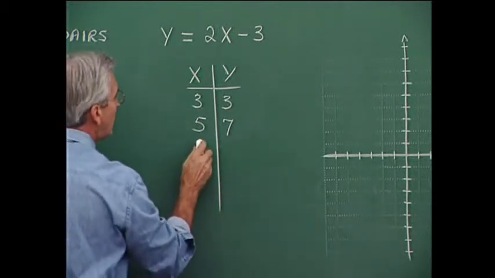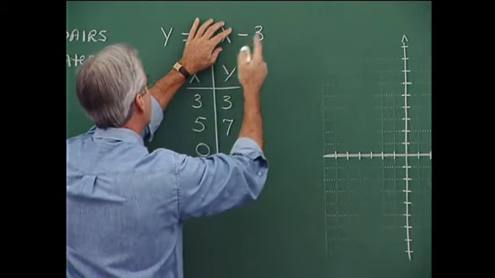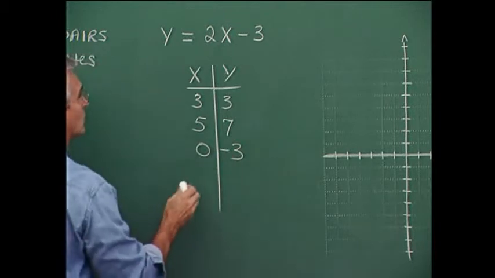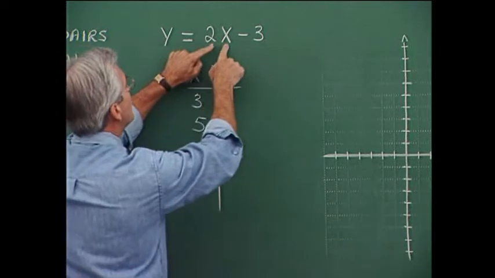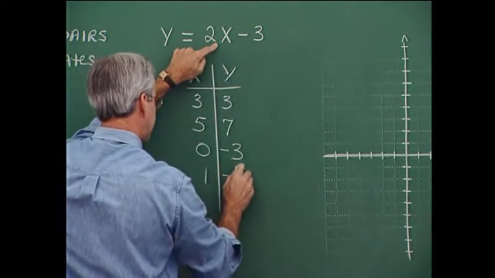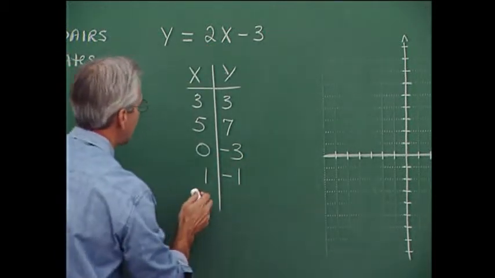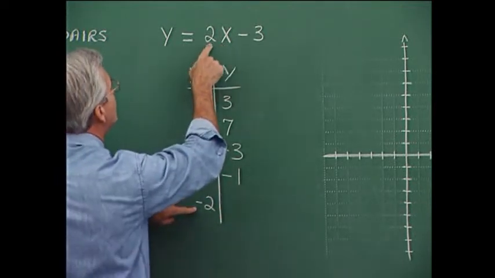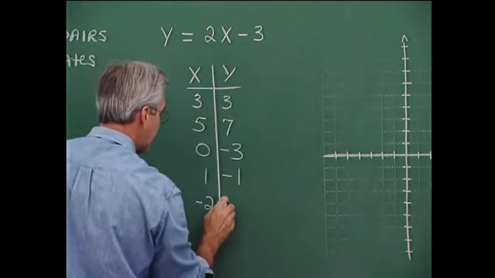Important idea. Suppose x is 0. If x is 0, we have 2 times 0, 0. 0 minus 3, negative 3. So y is negative 3 when x is 0. How about, let's say, 1. 2 times 1, 2. 2 minus 3, negative 1. We have enough points to plot here. Let me pop in a couple more. How about negative 2? If x is negative 2, we have 2 times negative 2, negative 4. Negative 4 minus 3, that's negative 7.